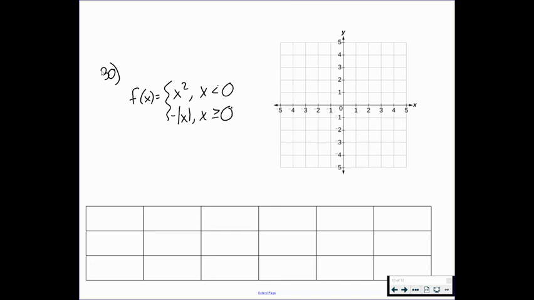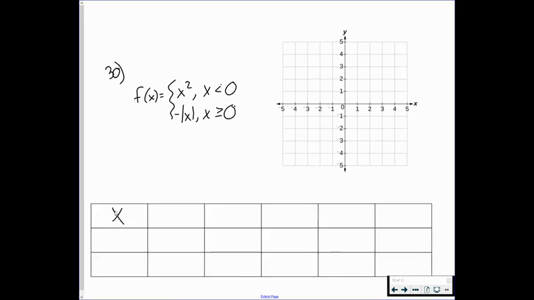Since you do not have a table on this one, I would recommend drawing a quick 6x3 table just so that you can get a setup of what the graph's going to look like. In the first row, I'm going to label that x. The second row, I'm going to label the equation that we're using. And then the last row, I'm going to put the ordered pair, the point, x comma y.